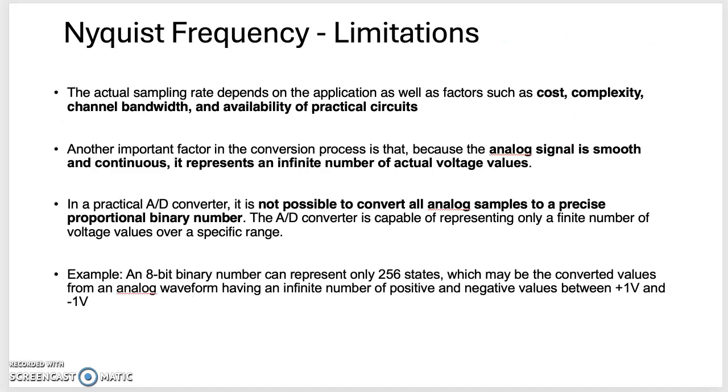And then what is the limitation of Nyquist frequency? The actual sampling rate depends on the application. We know that the higher the sampling rate, the higher the cost, the higher the complexity, the more channel bandwidth that we need, and hence we need more advanced circuits. So another factor in the conversion process is that because an analog signal is smooth, it basically has an infinite number of points, and we cannot translate all these points digitally. So we will have to take the best sampling rate so that we still retain all information, but in a cost-effective way.